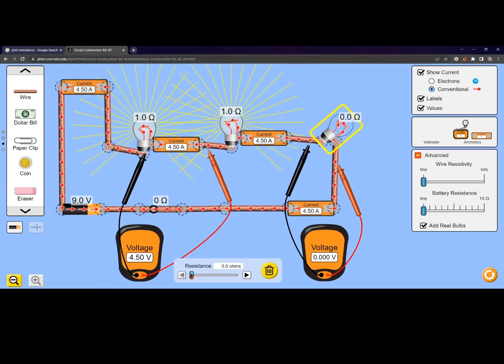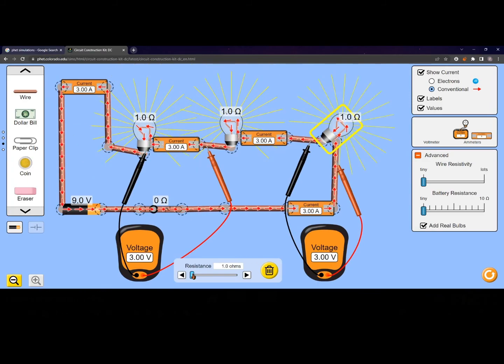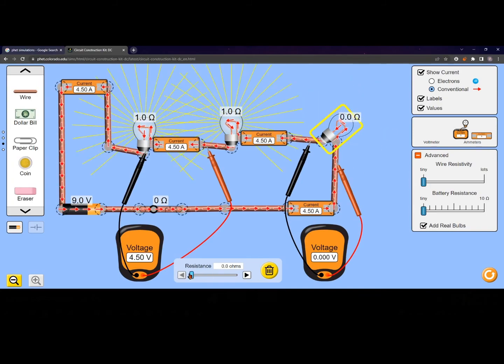And if I reduce the resistance to 0, the first one doesn't glow because it has no resistance to offer, and the other two will now be at their full intensity at a resistance of 1 ohm, right?